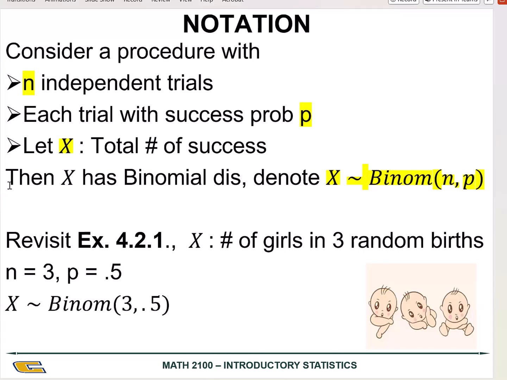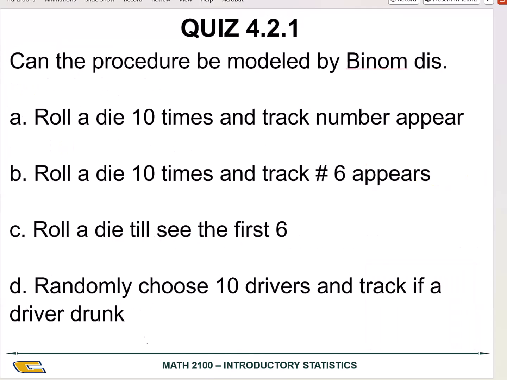Okay. So let's look at this quiz, and then we can have a better understanding of which of the following can be modeled by a binomial distribution. In the first example, roll a die 10 times and track which number appears. So let's see if it can be modeled by a binomial distribution. We need to check the 3 conditions above.